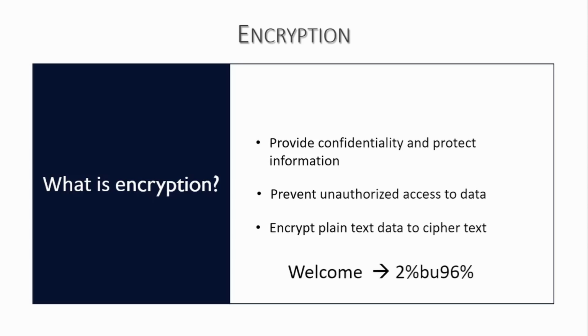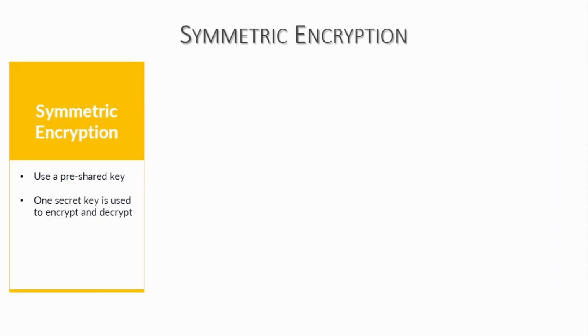So for example, if we have this word welcome, if we encrypt it, we get it in a ciphertext that cannot be understood unless it was decrypted back to the original form. We have two types of encryption. The first type is symmetric encryption. Symmetric encryption uses one secret key for both encryption and decryption. It's also known as a pre-shared key because it has to be shared previously for the encryption to work.